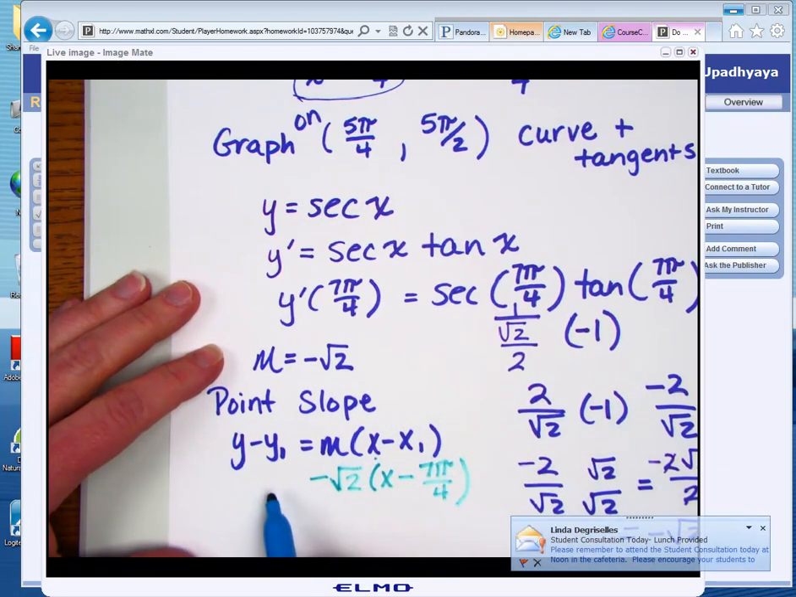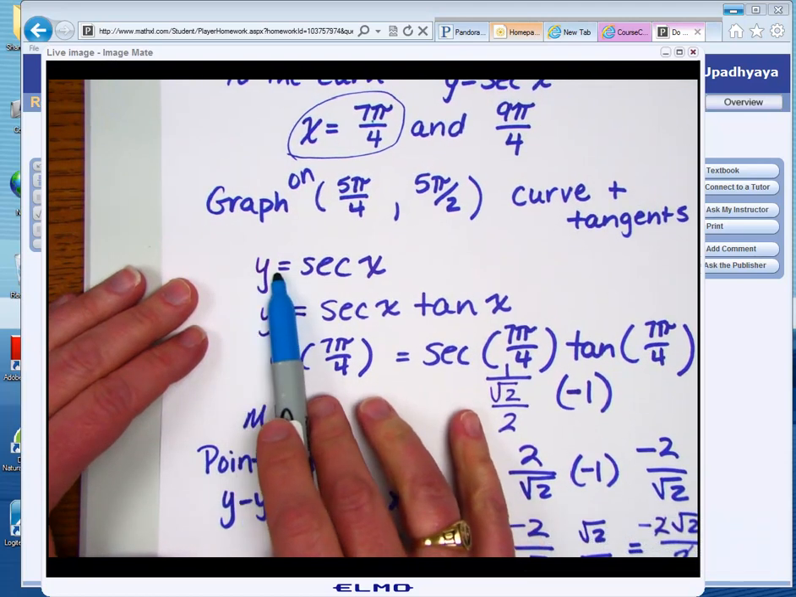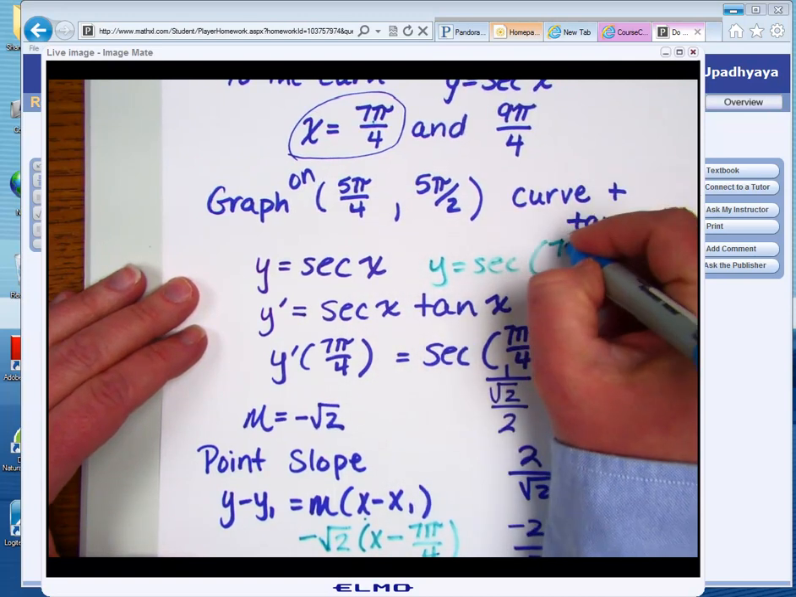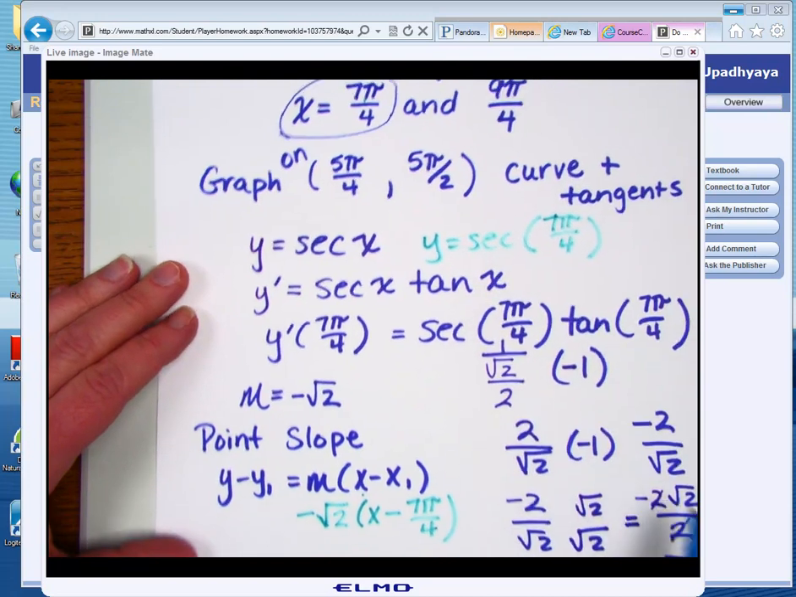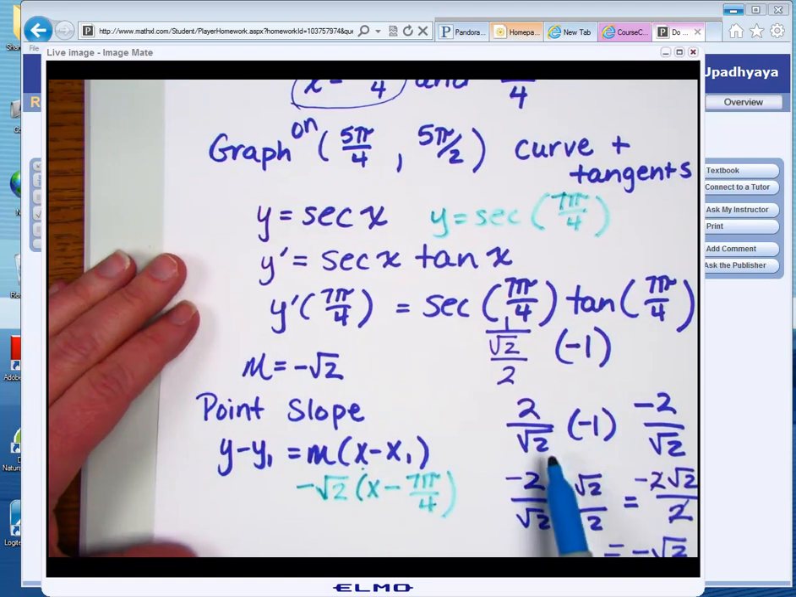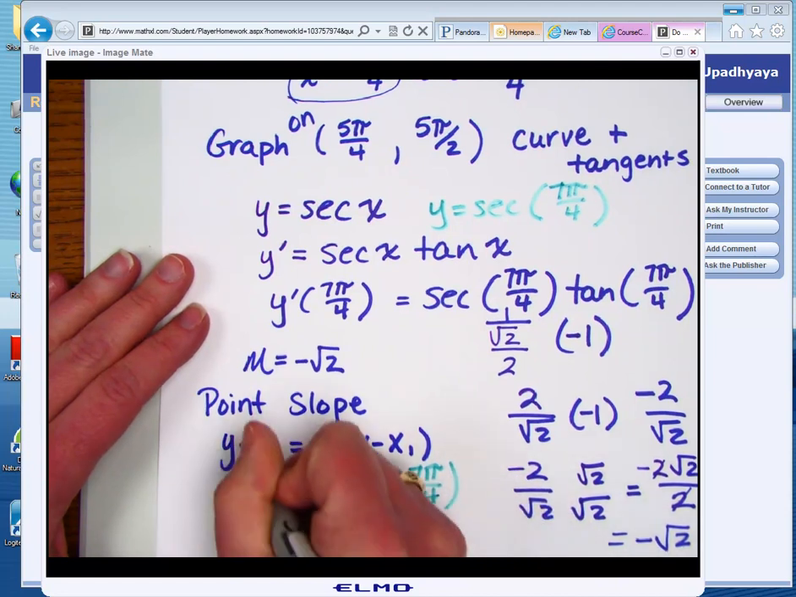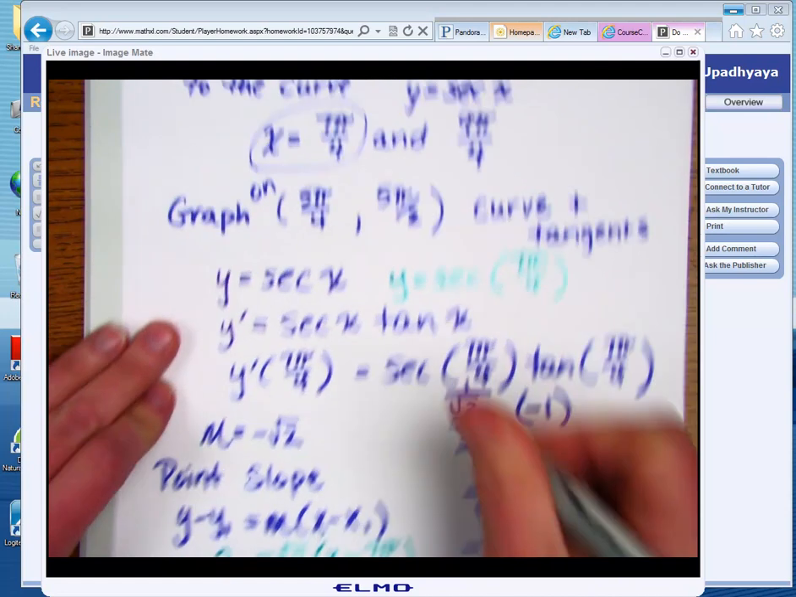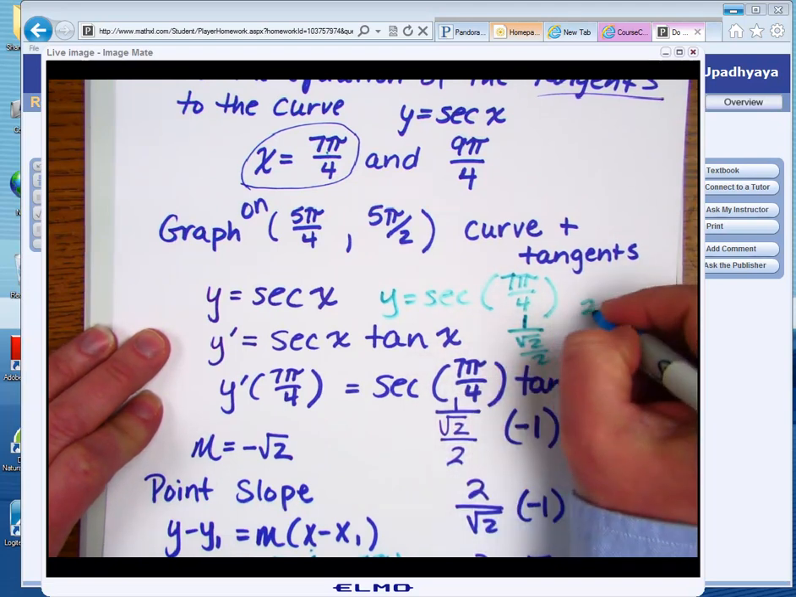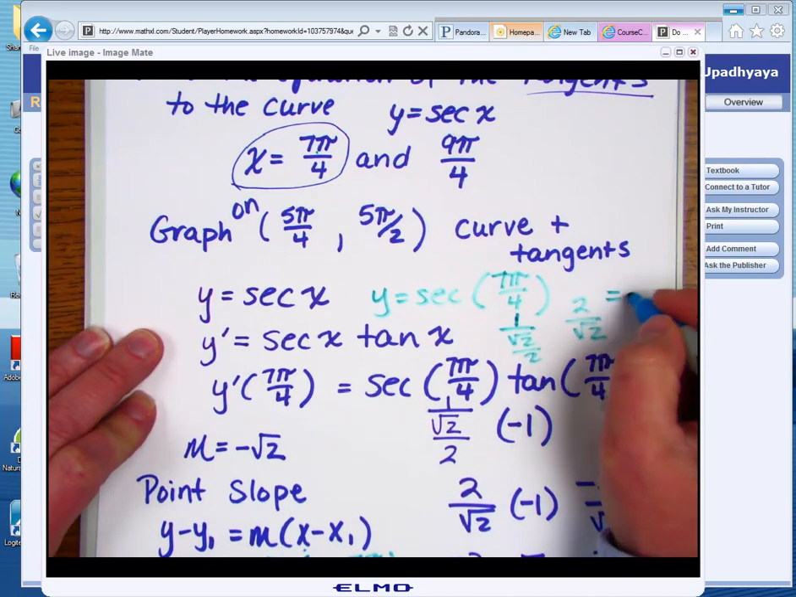How do I determine my y? Well, I determine my y by plugging my x in. Go back up here. y equals secant of x. So y is going to equal the secant of 7 pi over 4. And we've already done that over here. 7 pi over 4 was 2 over square root 2, which simplifies to the number 2. In other words, this is 1 over square root 2 over 2, which is 2 over square root 2. Multiply the top and bottom by square root 2, and I end up with just plain old 2.